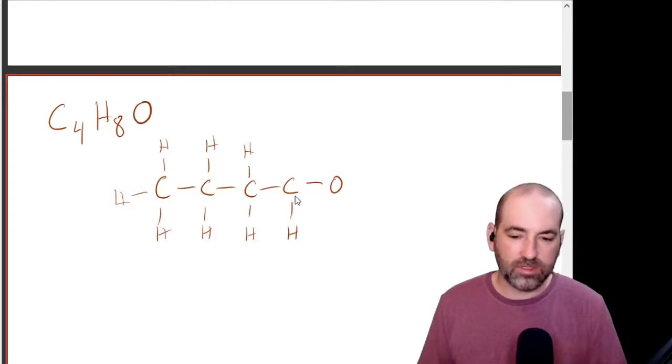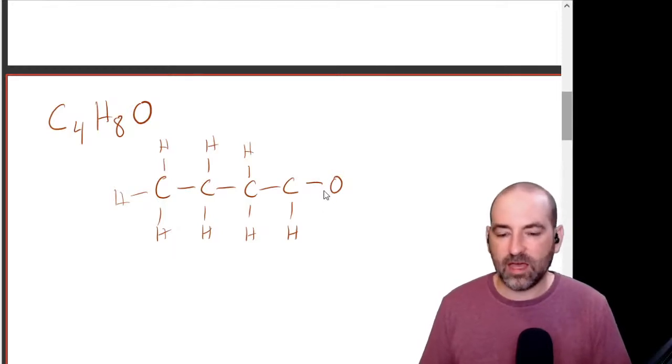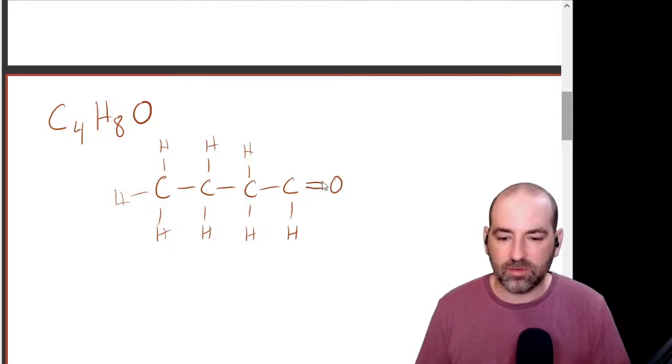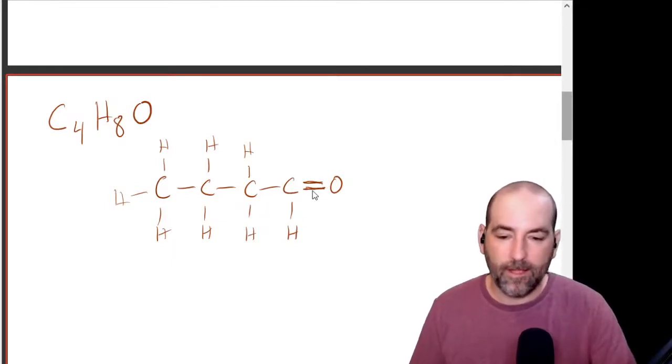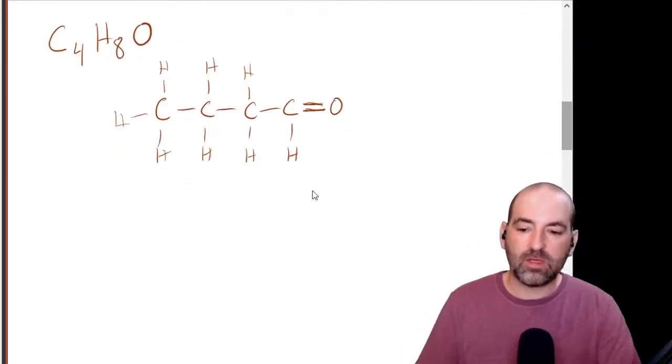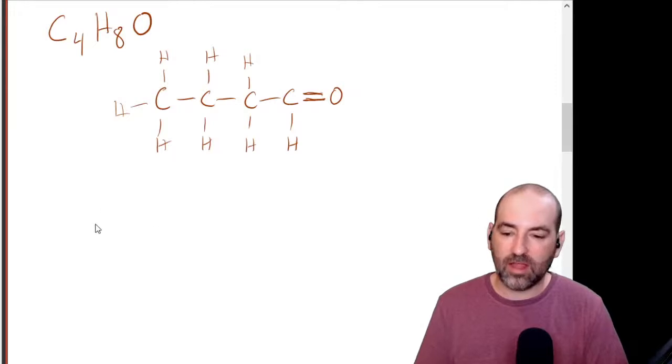Why doesn't it work? Well, this carbon doesn't have enough bonds, and this oxygen doesn't have enough bonds either. So a simple way to fix that is to just add a double bond between carbon and oxygen. So now the carbon has 4 and the oxygen has 2, and that works. But that's not the only way that we can make C4H8O in a structure. There are lots of other choices.